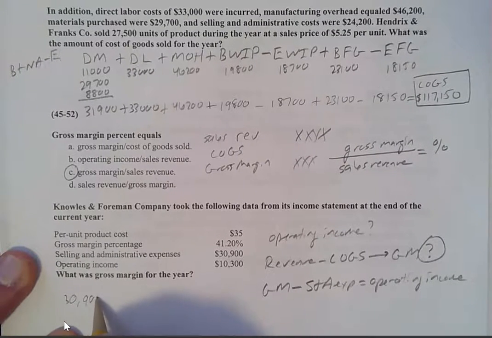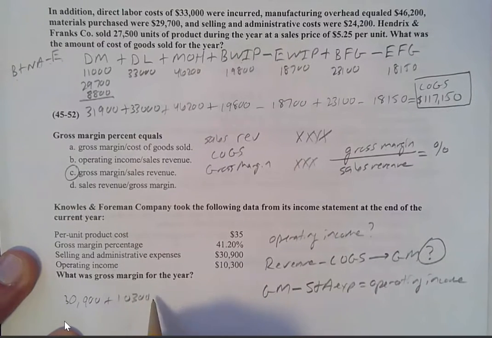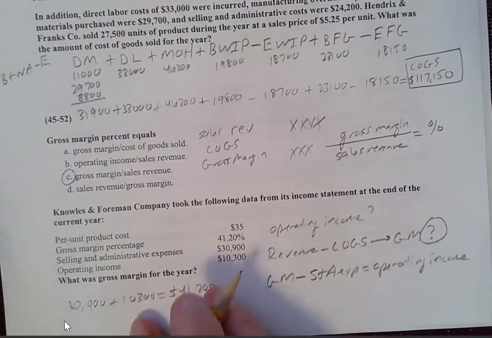We can take 30,900 plus 10,300, and that's going to give us, I think, 41,200. Let me make sure real quick.